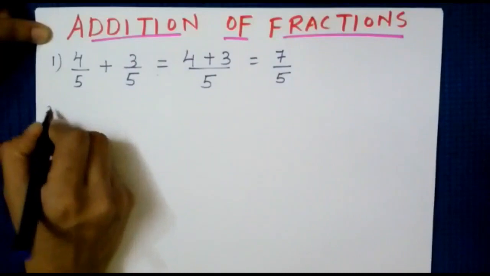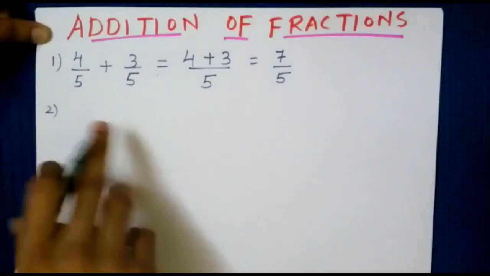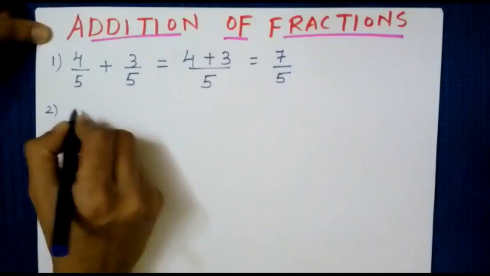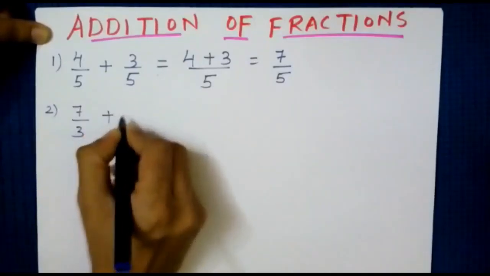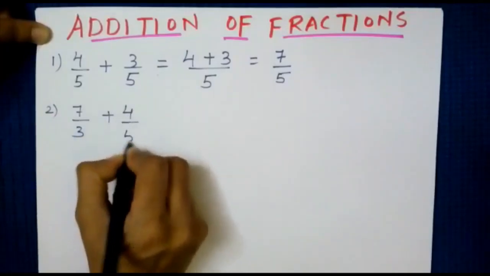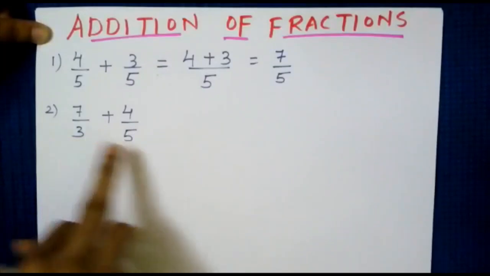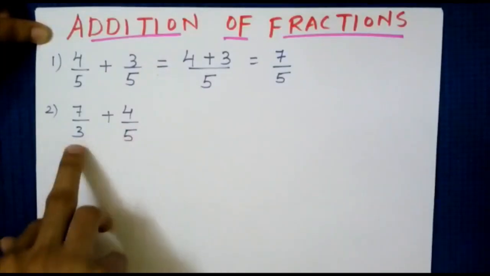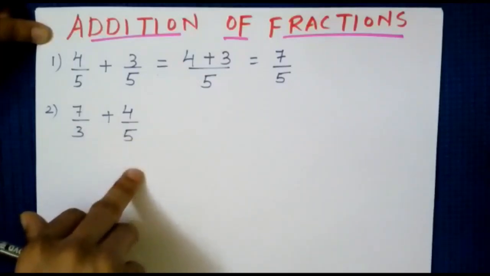Now let us take another one where the denominators are unlike, which means it is an unlike fraction. Suppose I am taking 7 upon 3 plus 4 upon 5. Here the denominator is 3 and here the denominator is 5. So they both are unlike fractions, and we can't add them directly.